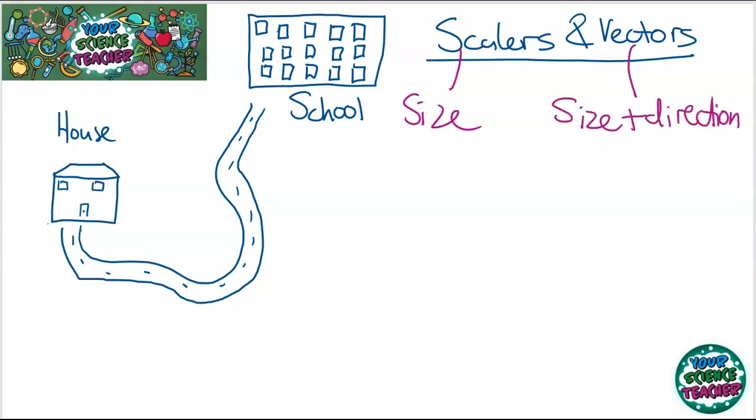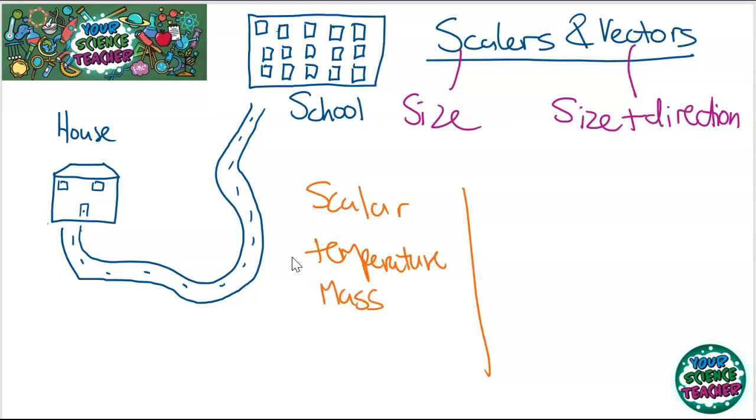Some examples of scalar quantities could include temperature, mass, distance, and speed. Vector quantities also have a direction, and because they often have direction, they are often forces.